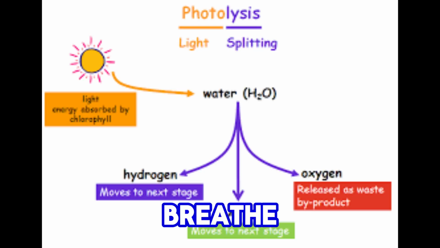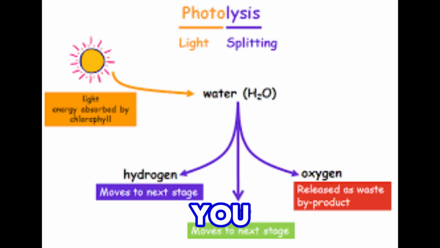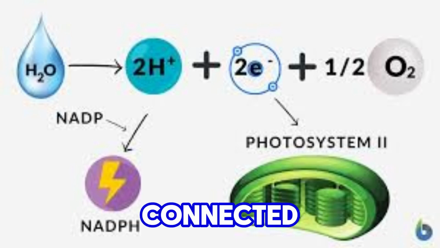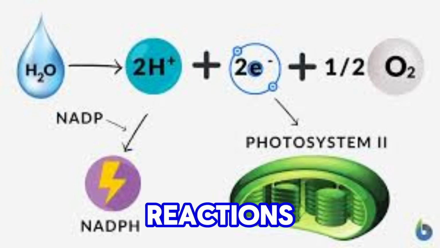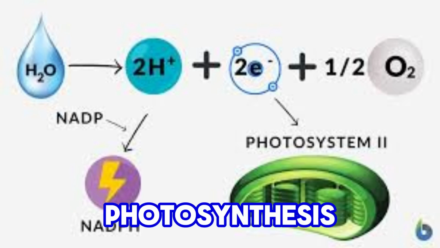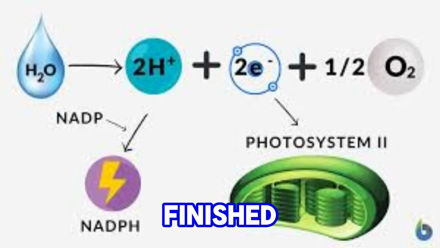The oxygen you breathe. Here's a fact that changes the way you look at a tree. The oxygen released by photosynthetic organisms is connected to the splitting of water during the light reactions. So when you breathe oxygen, you're breathing a gas that is part of a planetary system powered by sunlight and photosynthesis. But we're not finished.